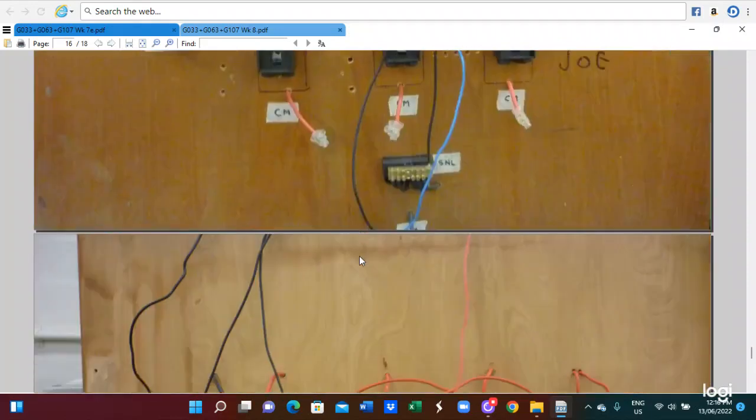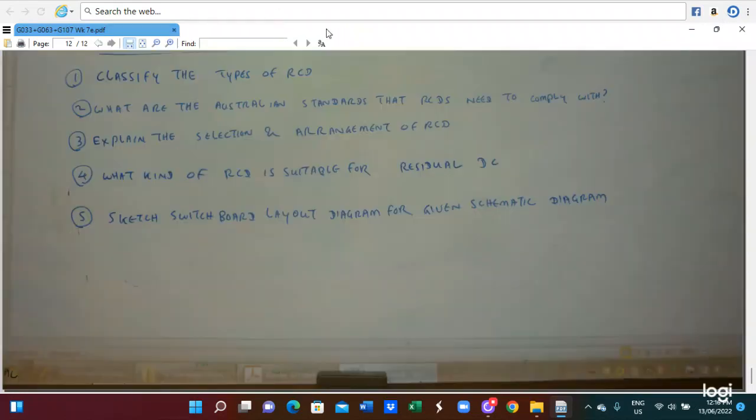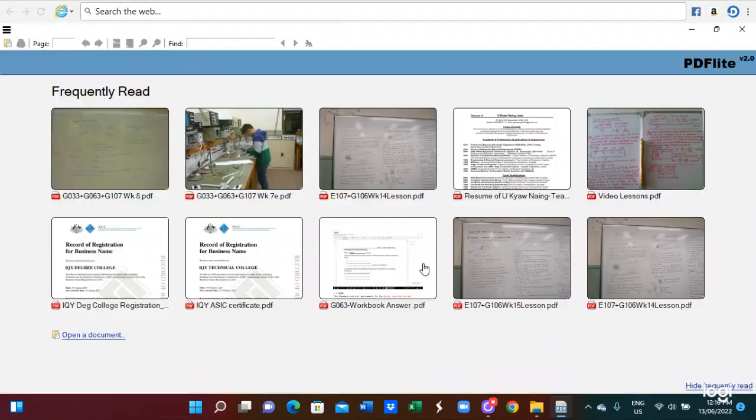In today's lesson, I explained the protection devices and the use of the New South Wales Electrical Service Rules, and also the protection device arrangement. In the meantime, we also have to do the electrical trade too.